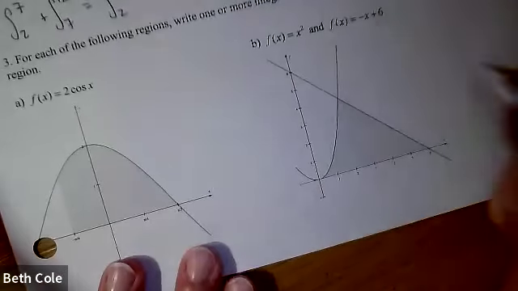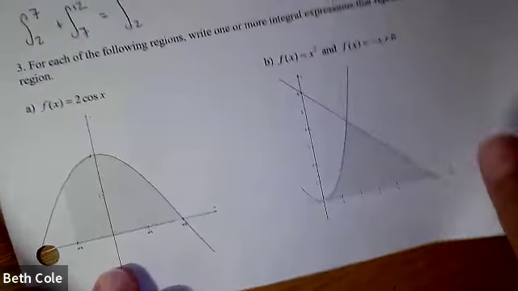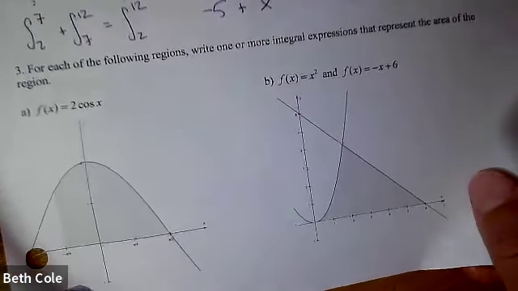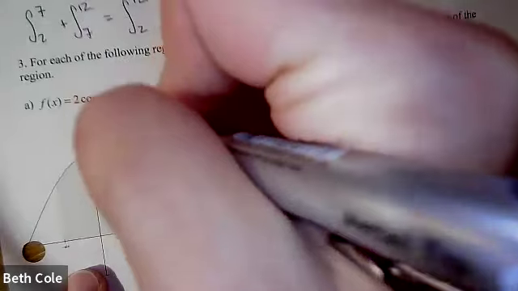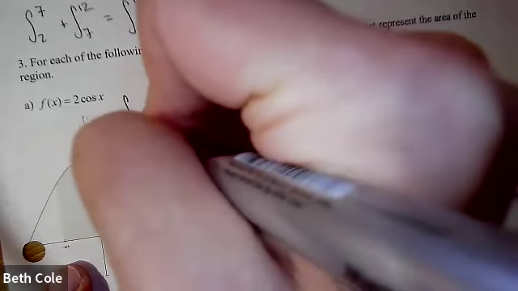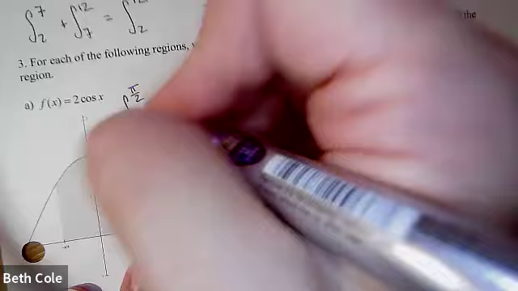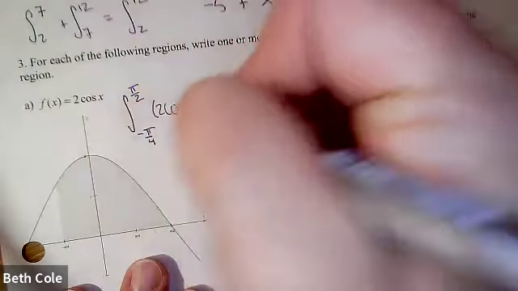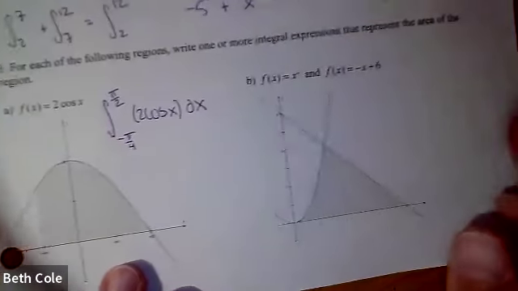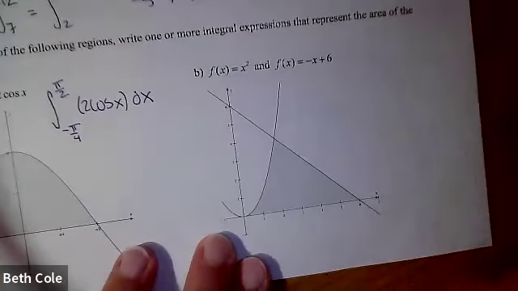All right, here we're just going to write one or more integrals. All I'm having you do is practice setting up an integral. Literally, that's it. All right, so this one is going to be from -π/4 to π/2. The function is 2 cosine x, and you have to put a dx at the end. That is all I'm looking for. I'm just having you practice writing an integral.